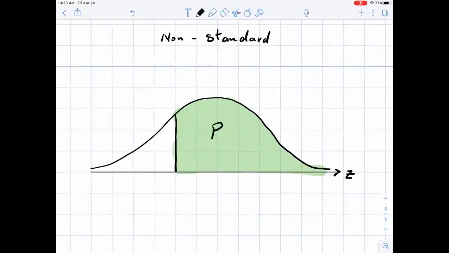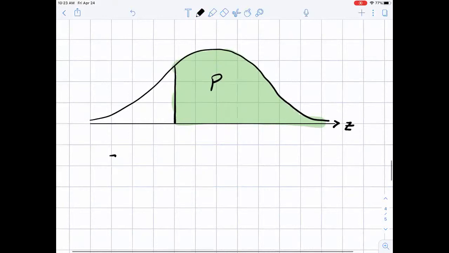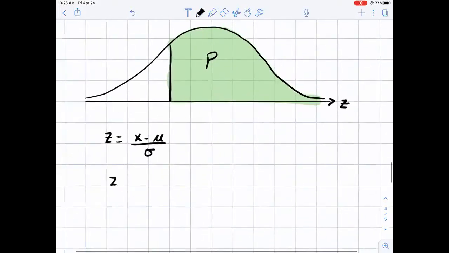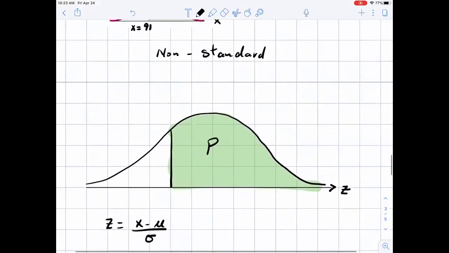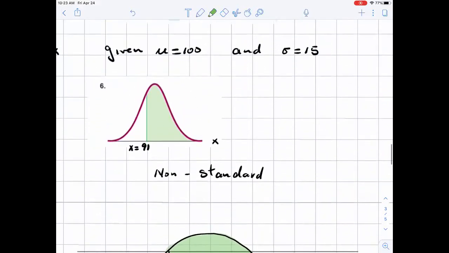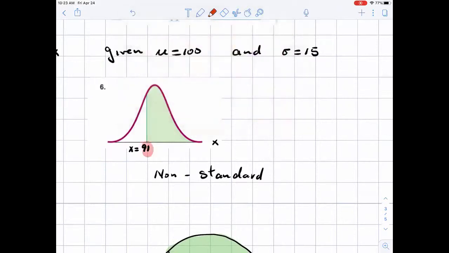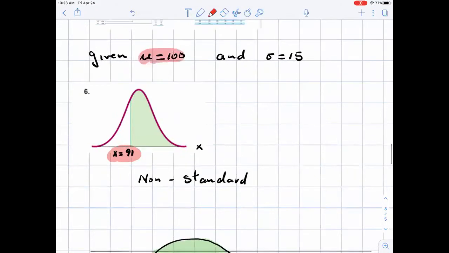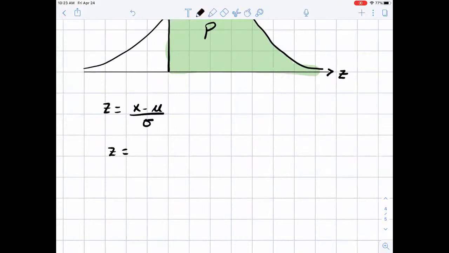Find P. Okay. So we're going to use Z is equal to X minus mu over sigma, right? So Z is equal to X, in the given example, is 91. This is our X value here. Here's the mu and here's the sigma. So we have everything. So 91 minus 100 divided by 15, okay?